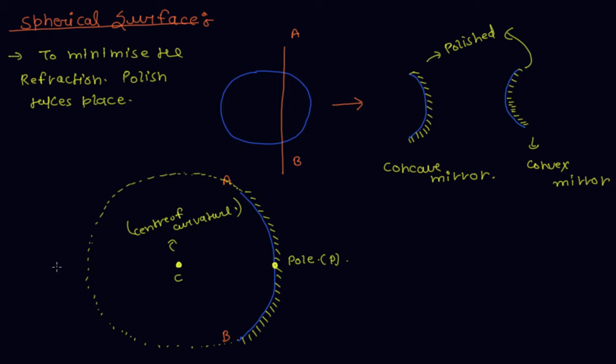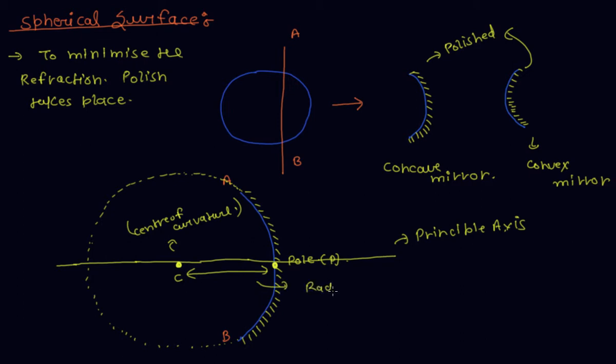Now the line joining the pole and the center of curvature of the mirror is called the principal axis. The distance between the center of curvature and the pole is called the radius of curvature, and it is represented by capital R.